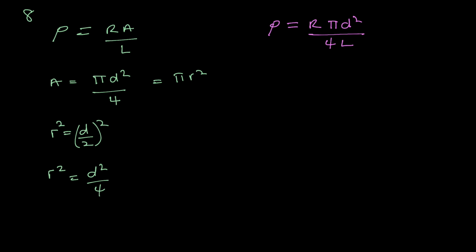Now, what's going to be important here is if we have 1% uncertainty in the resistance, 1% in the length, and the diameter is d squared, that would be 2%. So it's B, because the diameter would be the largest, and that's 2%.